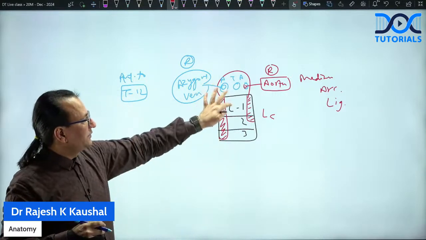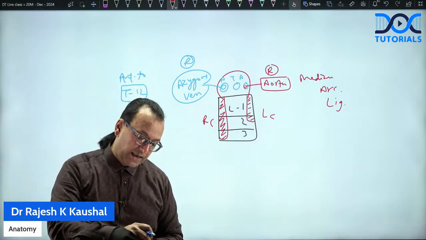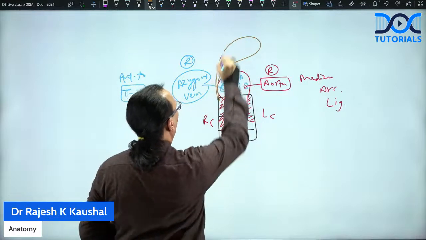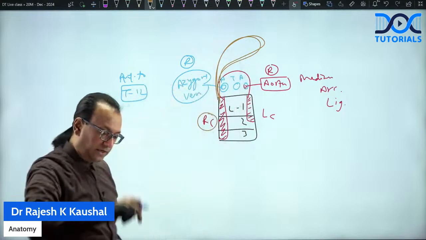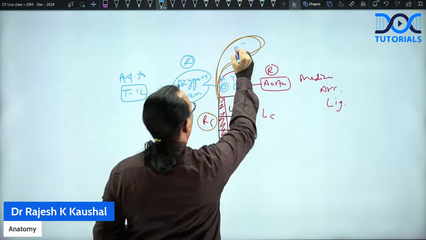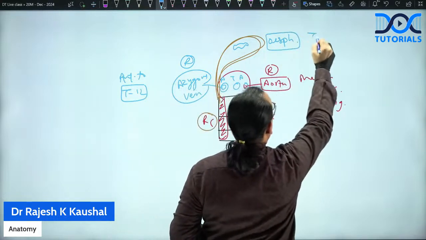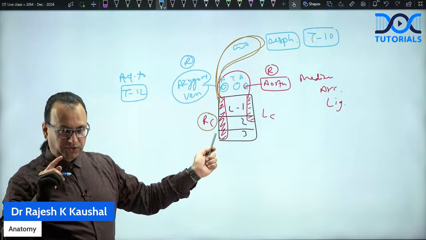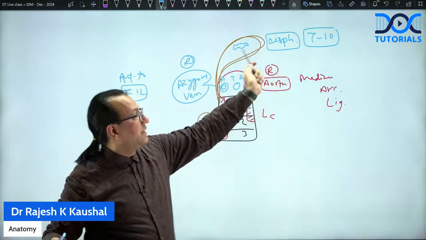Now that is for T12 vertebra. What about the esophagus? If you talk about esophagus, you'll see the right crus of diaphragm will be making an opening, and through that opening comes the esophagus. So esophagus at which level? Which vertebra? T10 vertebra. This is T10, this is T12. The right crus of diaphragm will be making an opening through which the esophagus is passing, and that is T10 vertebra.